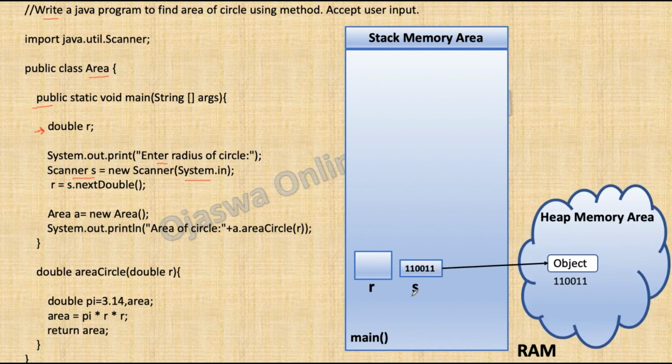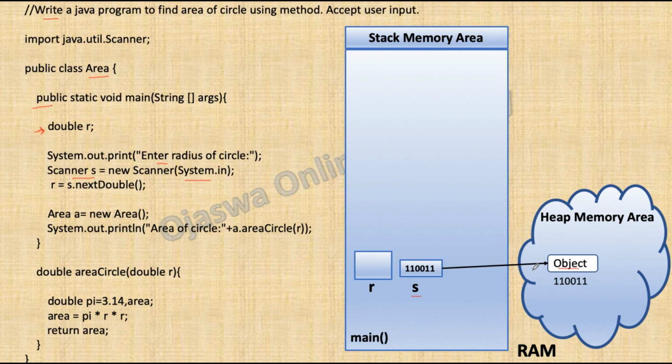Reference variable S is created on the stack memory area. An actual object of scanner is created in the heap memory area. This is the actual object. Variables and reference variables are always created on the stack memory area and objects are stored on the heap. So this reference S refers to the object that is created on the heap memory area. So S, which is inside the stack area, is now pointing towards the object which is on the heap.